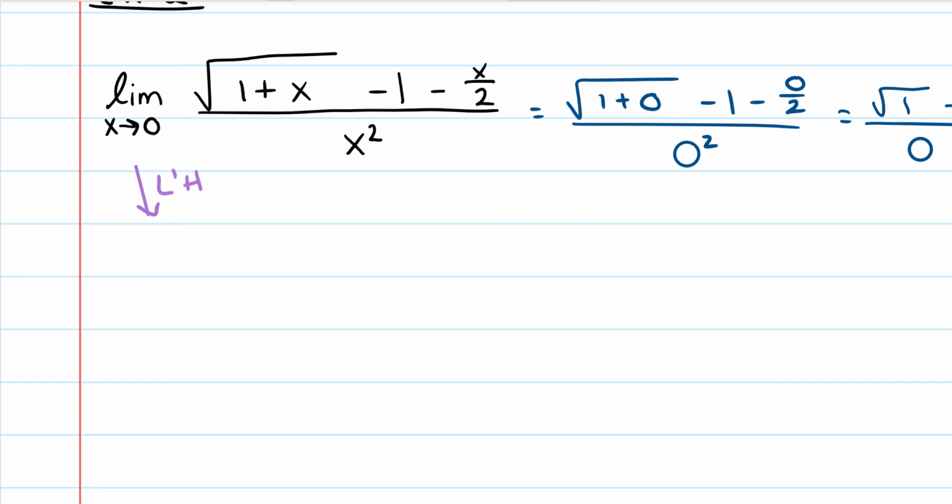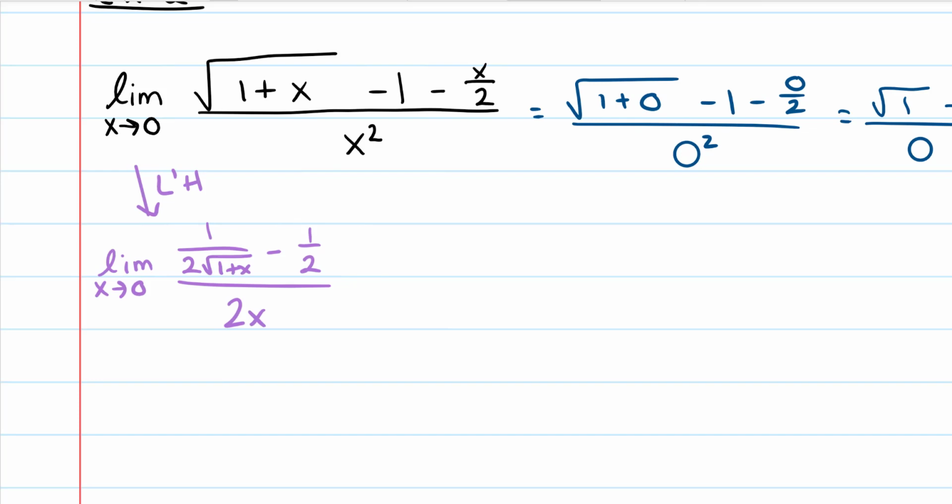By using L'Hopital's rule, we get that this is the limit as x approaches 0. The derivative of the square root of 1 plus x is 1 over 2 square root of 1 plus x. The derivative of negative 1 is 0, and the derivative of x over 2 is 1/2, all divided by the derivative of the denominator, which is 2x. So now we're going to try a direct substitution and see if it works.